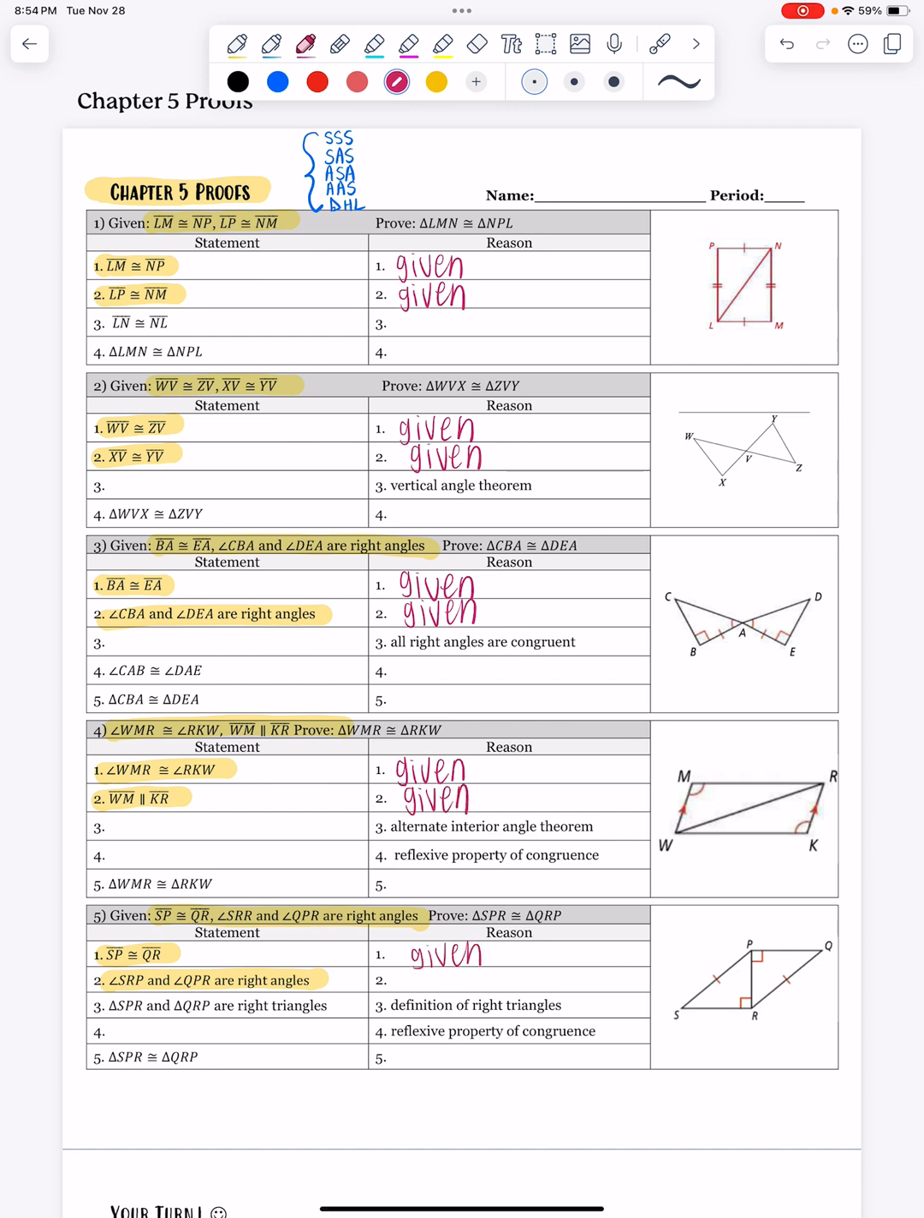So those are free points. Don't leave those blank. If you're going to prove something, you have to start with something. And so all of that is given, and it's given for a reason, okay?